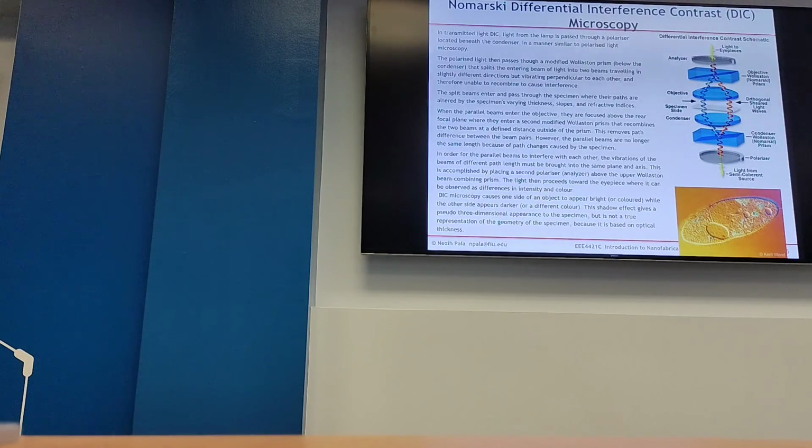Differential interference contrast microscopy is an interesting method. When you have quasi three-dimensional, not so planar specimens, like for example cells or microorganisms, you would like to see the thickness or get some information about thickness. So people developed this one. Regular microscopes cannot deliver such an image.